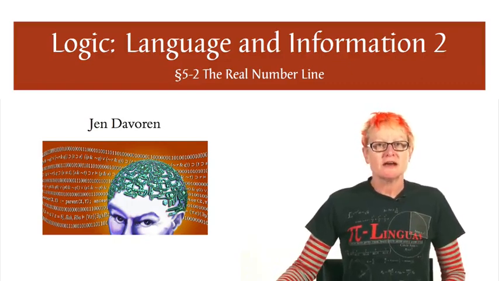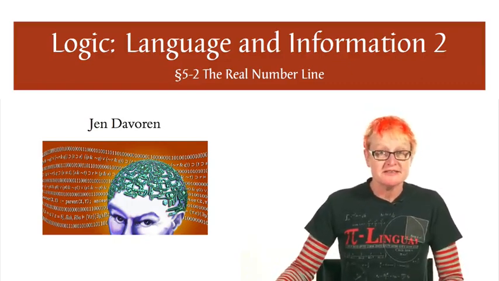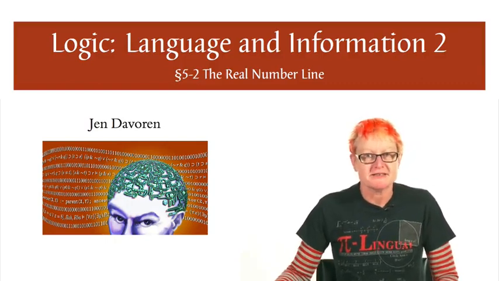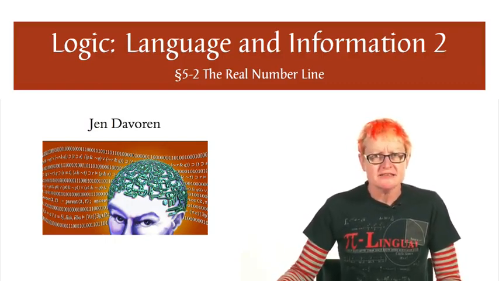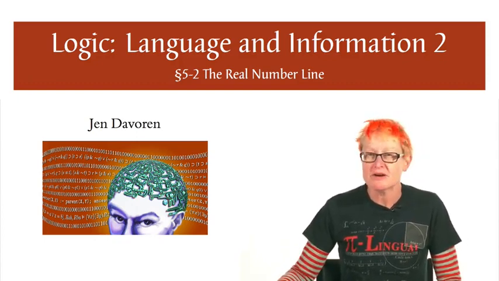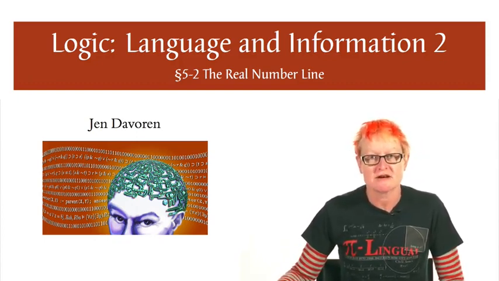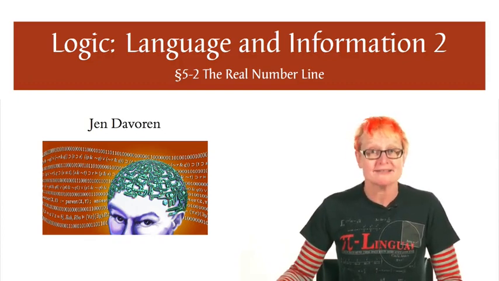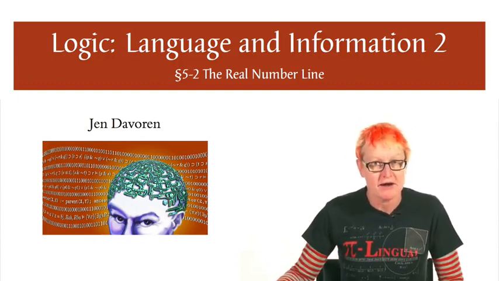Welcome back to Logic, Language and Information 2, and to this, the second in a series of lessons on mathematics and logic. The task for this lesson is to use predicate logic to deepen our understanding of the real number line and its ordering relation, with the order being what makes a number line a line.